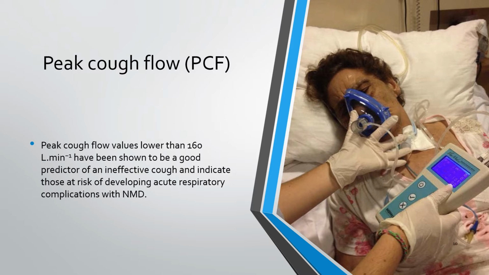Rather simple test, and a lot of studies have shown that if your peak cough flow value is less than 160 liters per minute, it shows to be a good predictor that you have an ineffective cough and that you are likely to develop some kind of lower respiratory infection. So this is just a quick picture of it, just based upon what we were talking about.